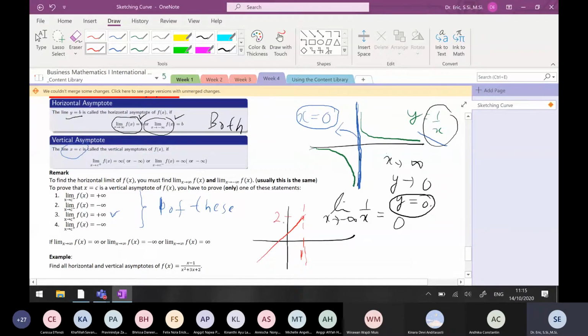When x goes to 1 from the left, x→1⁻, it goes to the value 2. But when it goes from 1⁺, from the right of 1, it goes getting smaller and smaller. It means that as x→1⁺, this function f goes to minus infinity here. So you just have to prove one of these. If you can prove one of these, it means that this is the vertical asymptote.